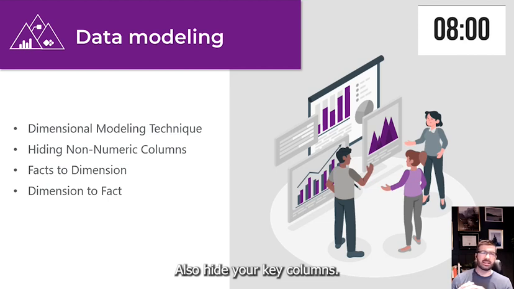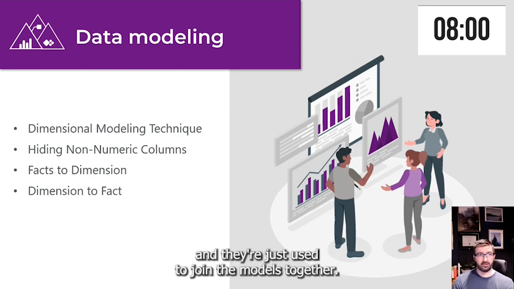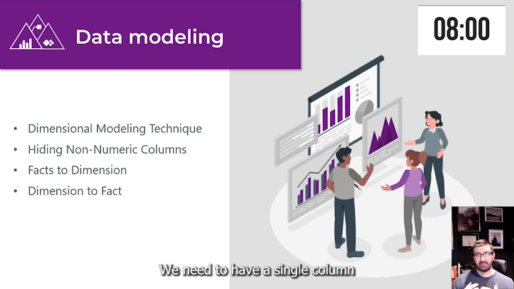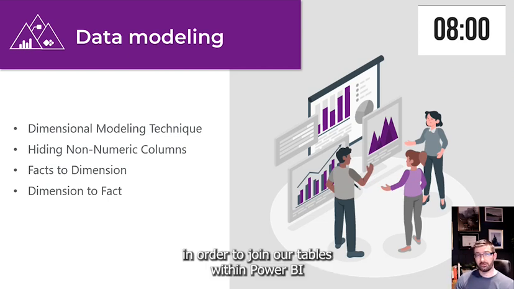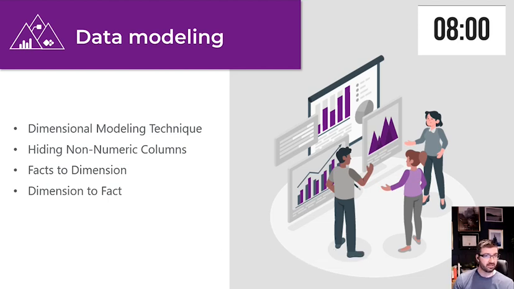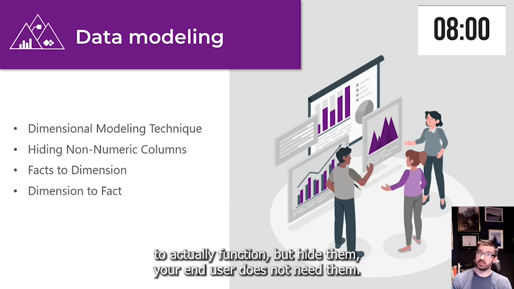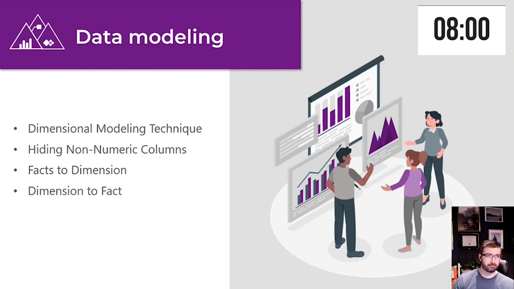Also, hide your key columns. Keys are generally not useful for a business purpose. They're just used to join the models together. We need a single column in order to join our tables within Power BI, and they're generally not meaningful for the business. So hide them. Just use them in the model. Don't delete them because you still need them for your relationships to function, but hide them. Your end user does not need them.